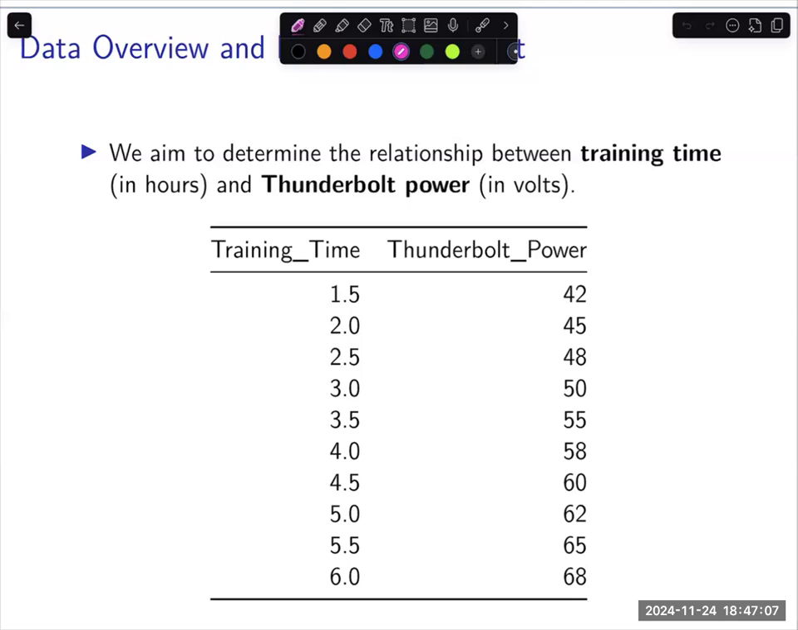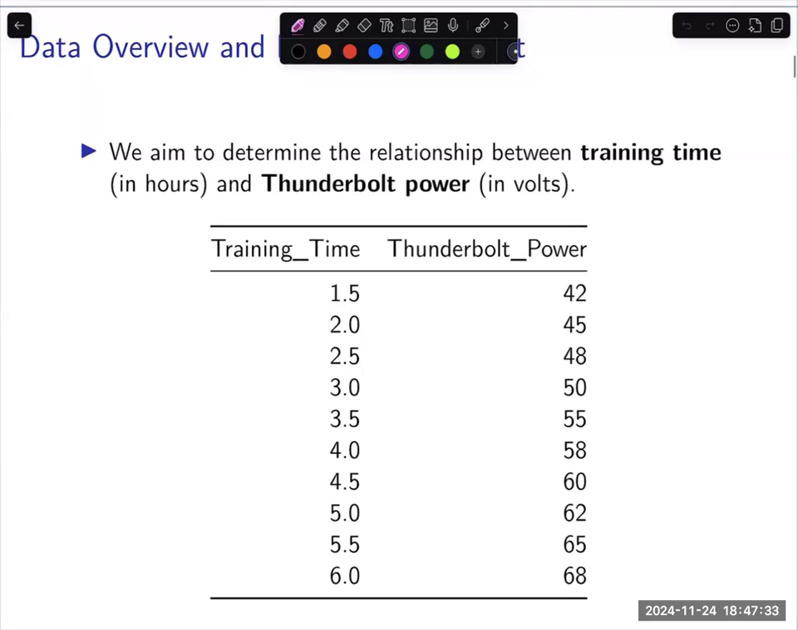Then the first row would be our first observation, which has the training time as 1.5 hours, with corresponding Thunderbolt power as 42 volts. And the second one would be another observation with 2 hours training time, with corresponding Thunderbolt power as 45. In total, we are going to have 10 such observations.